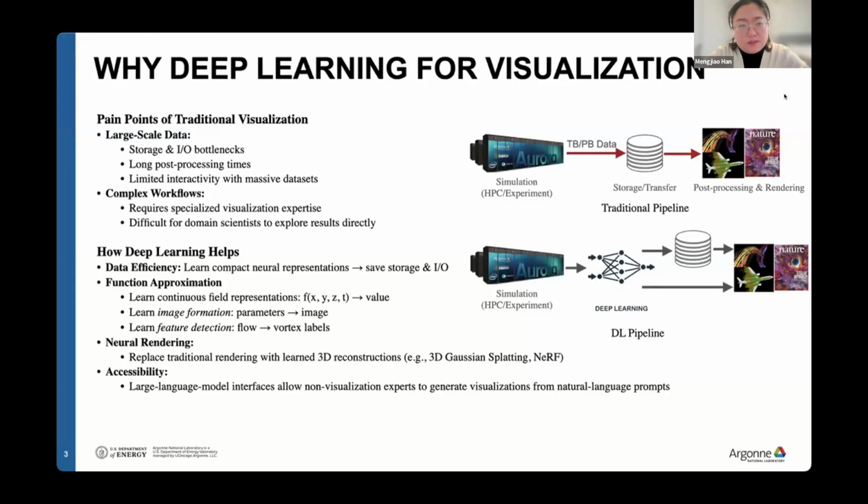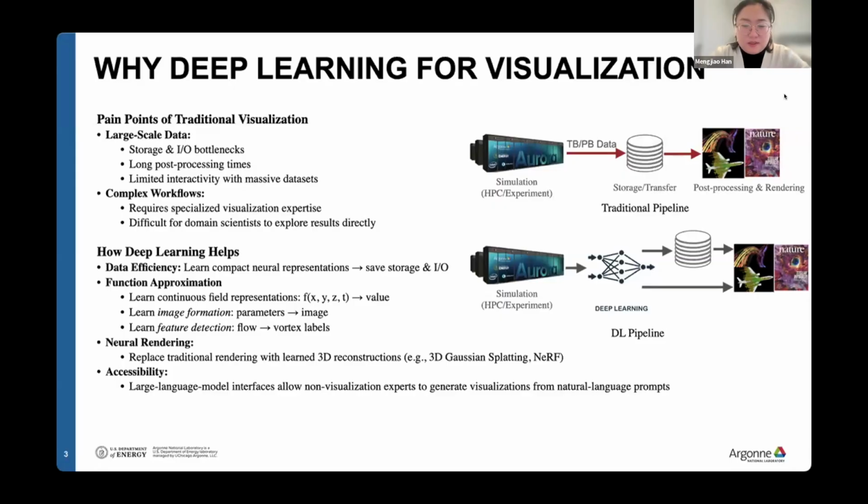And now, with the development of large language models, visualization can become more accessible. For example, instead of manually writing a visualization script or using visualization tools, scientists can ask AI, probably like, show me the visualization at time step 500, for example.